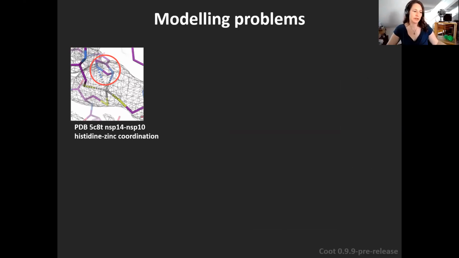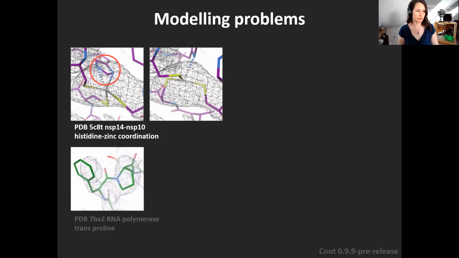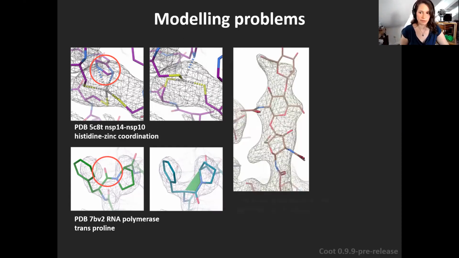Here's another one. So histidine being in the wrong conformation to coordinate zinc. Zinc only has like 4 coordination partners typically. So the histidine should be putting one of the nitrogens in the direction of the zinc. Then trans and cis problems are also fairly common. Here is one corrected, which is pretty obvious from the density once you're looking.